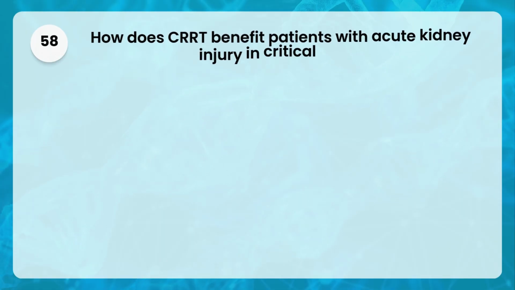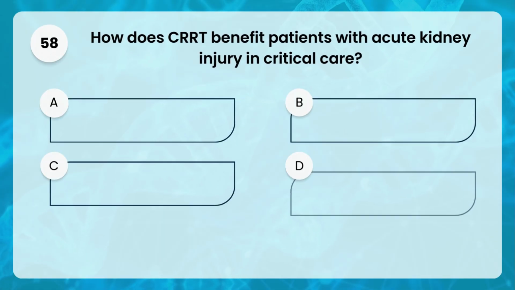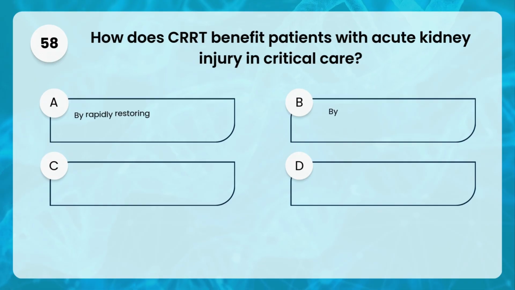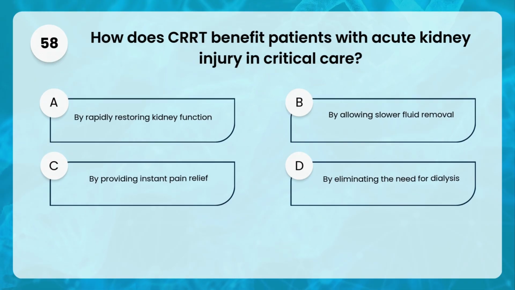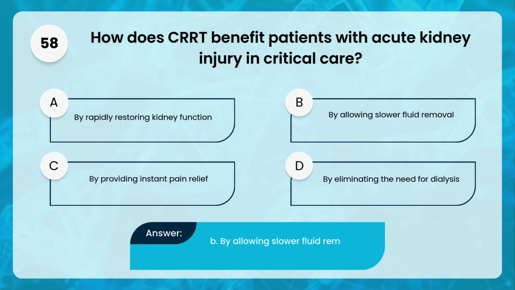58. How does CRRT benefit patients with acute kidney injury in critical care? A. By rapidly restoring kidney function. B. By allowing slower fluid removal. C. By providing instant pain relief. Or D. By eliminating the need for dialysis? The answer is B. By allowing slower fluid removal.